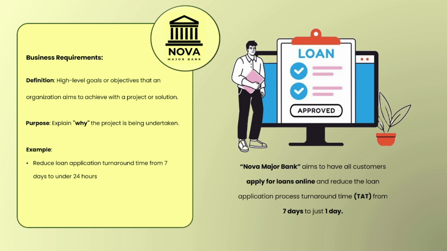As we decided that from now onward we will see Noah Major Bank's loan management system as a case study, or as an example. So the business requirement, which is in documented form, of course, is to reduce loan application turnaround time from 7 days to under 24 hours. We already know that, as we discussed, customers are frustrated with slow banking processes. That's why Noah Major Bank aims to have all customers apply for loans online and reduce the loan application process turnaround time from 7 days to just 1 day.